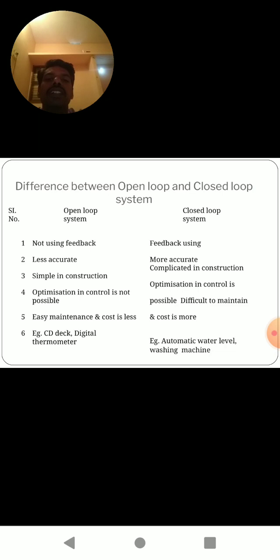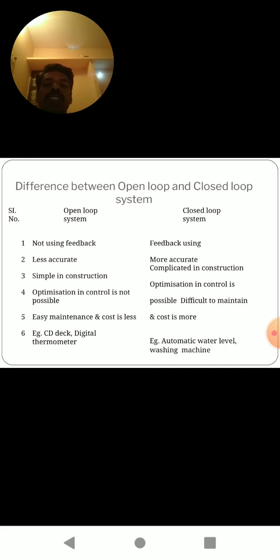Here some of the difference points between the open loop system and the closed loop system are shown. Based on this, we will have a more thorough understanding of the difference between open loop and closed loop systems. An open loop system does not use a feedback loop. A closed loop system has a feedback system or feedback loop.